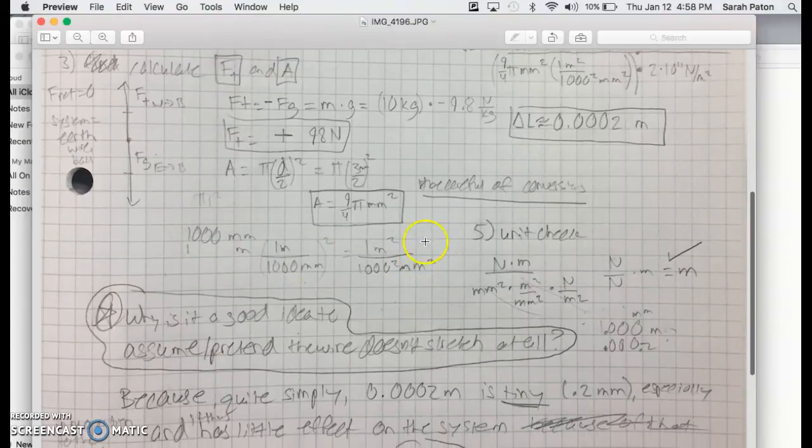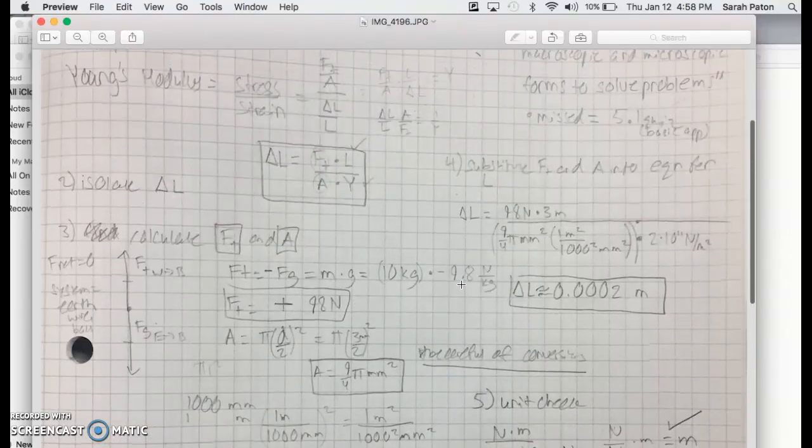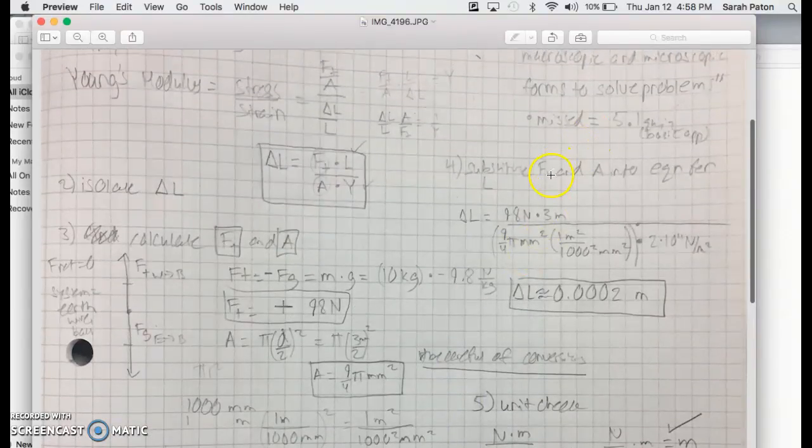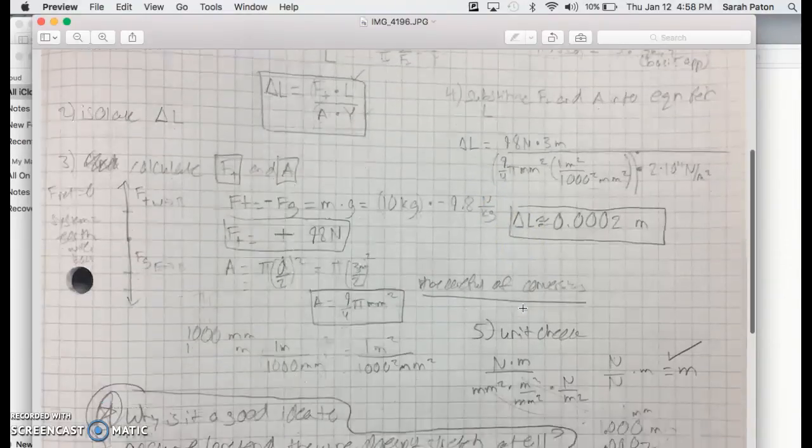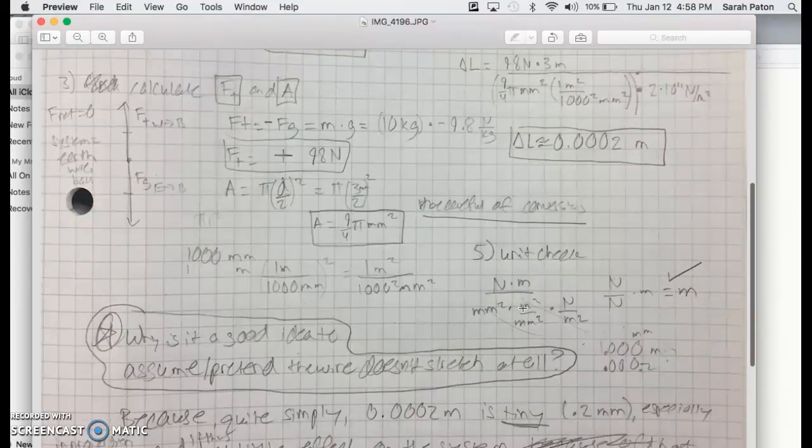So using these two tools, I went back in for step number 4, and I simply substituted the tension force and the area into my equation for delta L, making sure that I did that important conversion. Then, after that substitution, using GlowScript, I found that the change in the length of the wire was 0.0002 meters, or 0.2 millimeters.